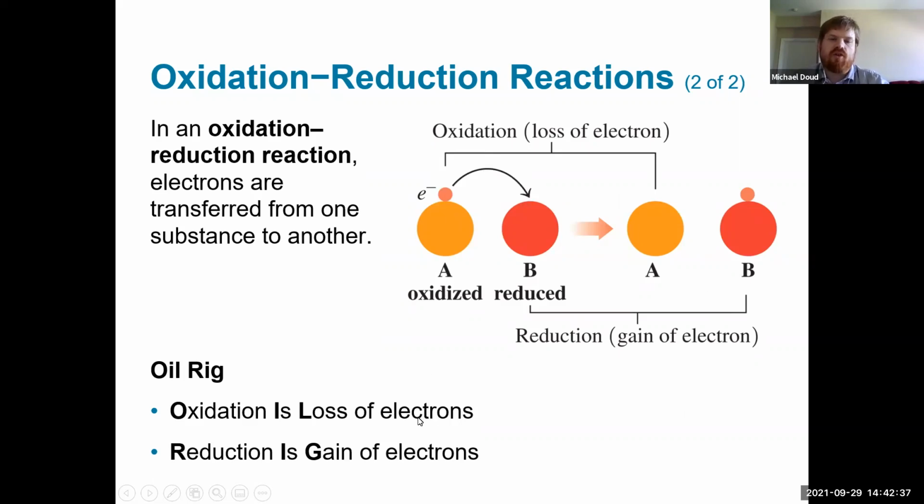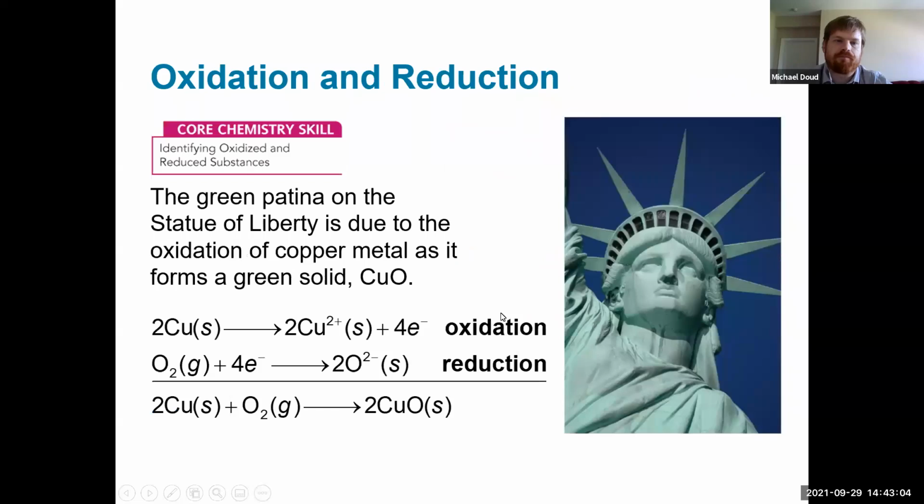Now, there are a couple of ways you can remember this. One mnemonic is OIL RIG. Oxidation is loss of electrons. Reduction is gain of electrons. So if something gains electrons, it's reduced. If it loses electrons, it's oxidized. The other one is LEO goes GER. Loss of electrons is oxidation. Gain of electrons is reduction. Whatever mnemonic you like to use is totally fine.